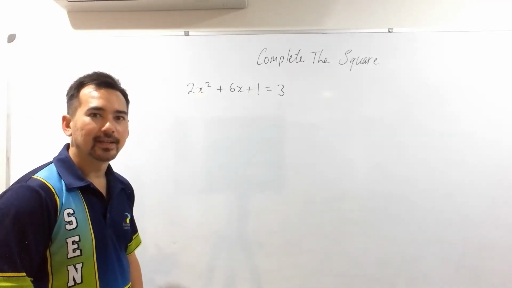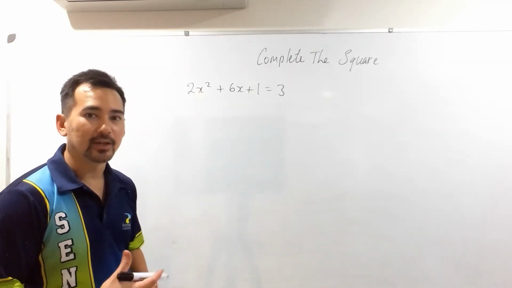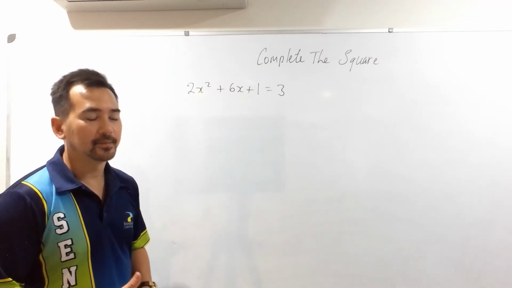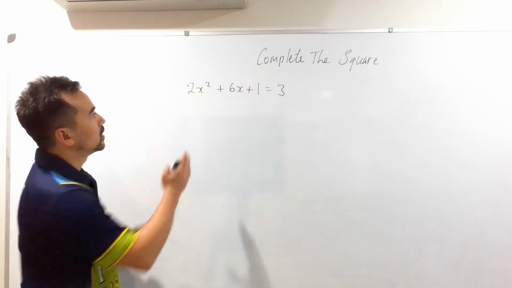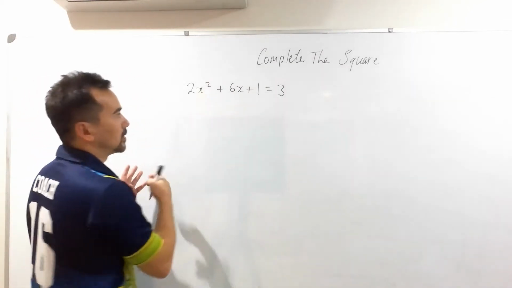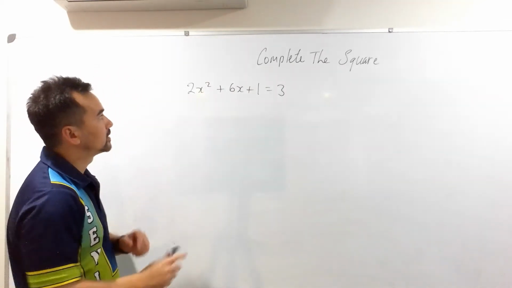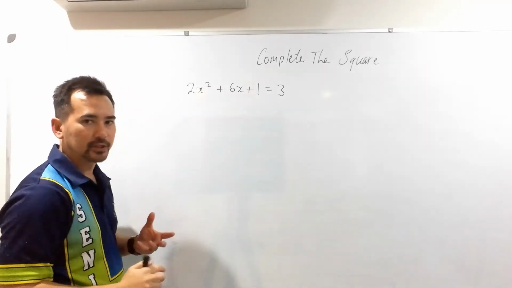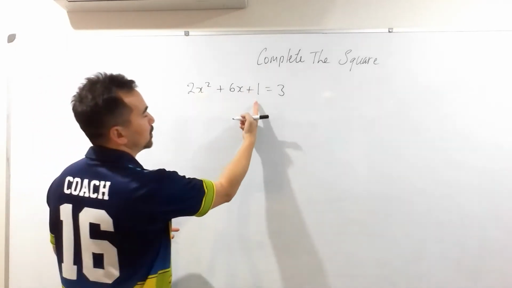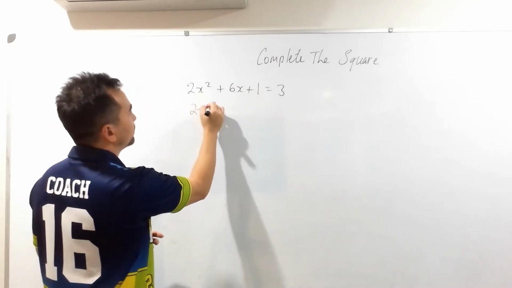Let's have a go at a complete the square question where we increase the complexity a little bit. Okay, so we'll have a go at this question. All my x's are on the left-hand side, which is good. Check that first. I've got my highest power, my lower power, my constant. I'm good to go. All right, so first thing I'm going to do is I'm going to move the 1 over to the other side.